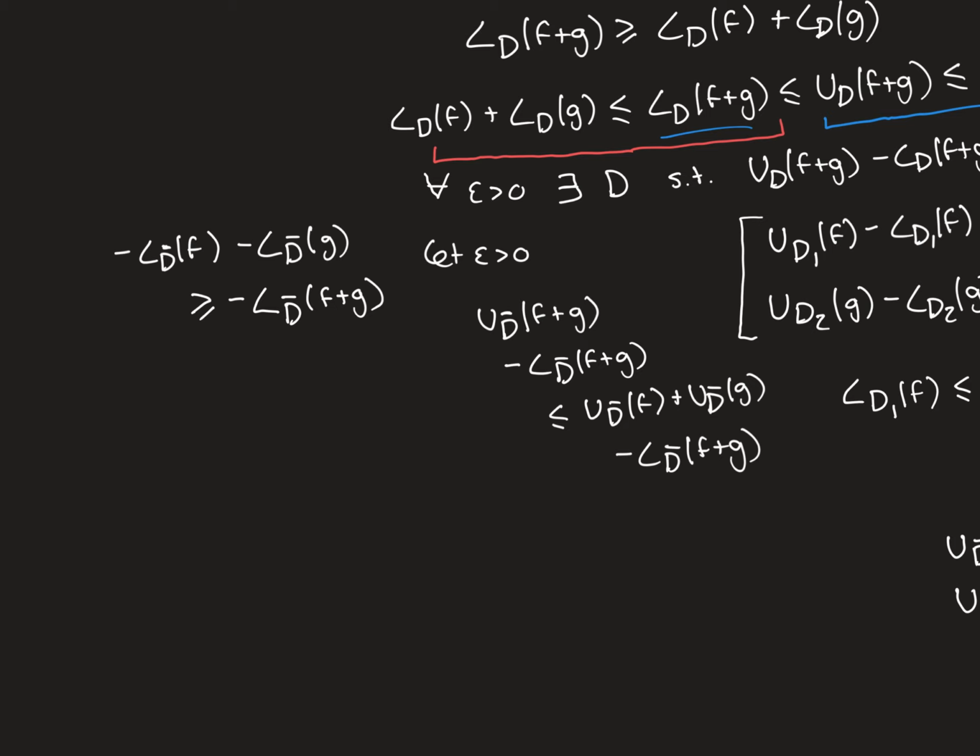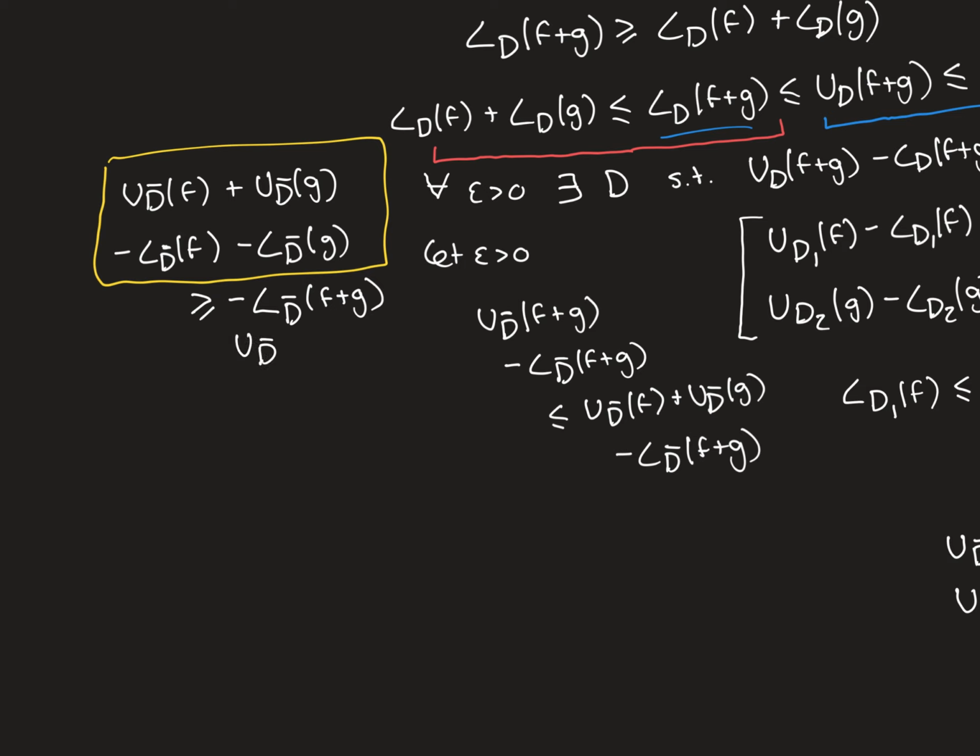Excellent. Now we're going to add this bit onto both sides, because then this thing will become this thing and we'll be able to apply transitivity. So let's add those onto both sides. So the upper Riemann sum over d bar of f plus the upper Riemann sum over d bar of g. So that's all one side there, and I'll circle that in a yellow box, is greater than or equal to the upper Riemann sum over d bar of f plus the upper Riemann sum over d bar of g.